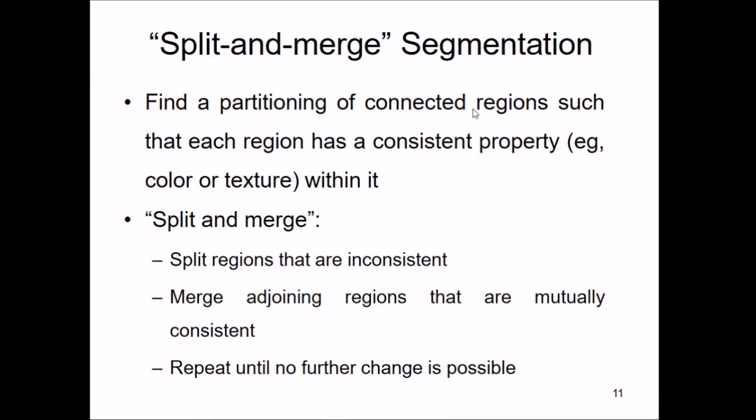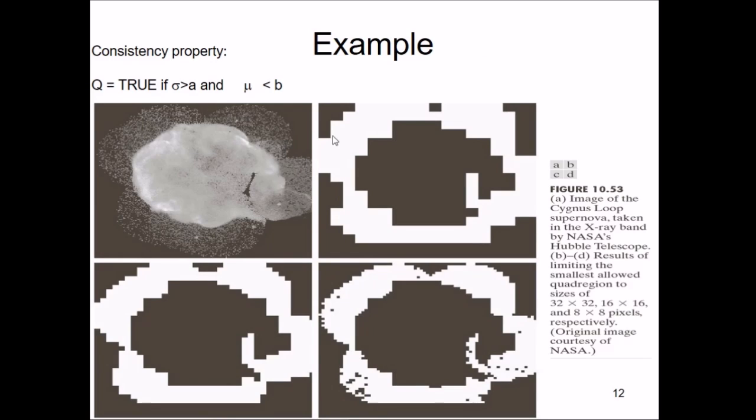Then we have split and merge segmentation. What we do in this is find a partitioning of connected regions such that each region has a consistent property. This property can be color or texture within it. So we partition these connected regions and then split and merge. Split regions that are inconsistent and merge adjoining regions that are mutually consistent. So consistent, mutually adjoining regions are combined, or if they are not consistent, they are split. This is done until no further change is possible. This is split and merge segmentation.